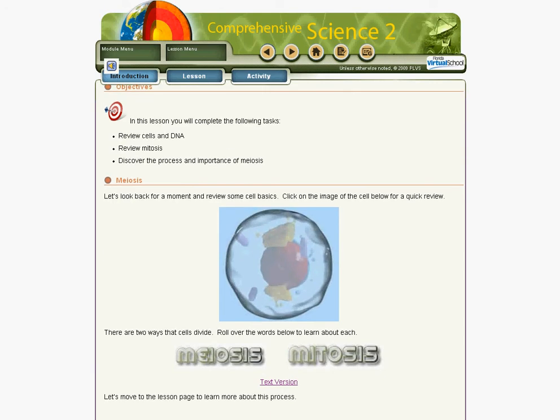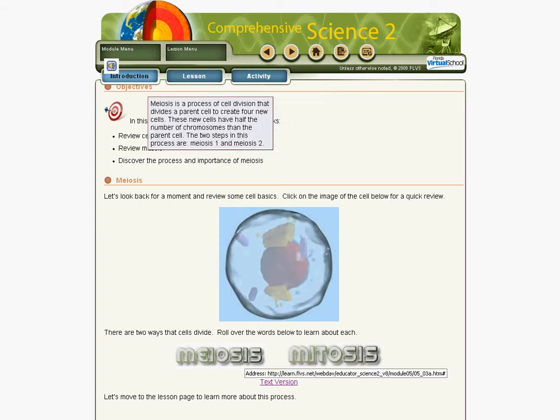There are two ways that cells divide. Roll over the words below to learn more about each. Meiosis is a process of cell division that divides a parent cell to create 4 new cells. These new cells have half the number of chromosomes than the parent cell. The 2 steps in the process are meiosis I and meiosis II.